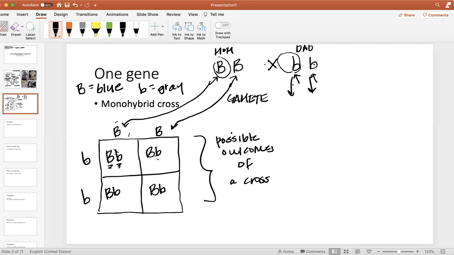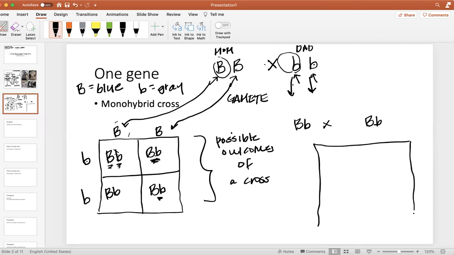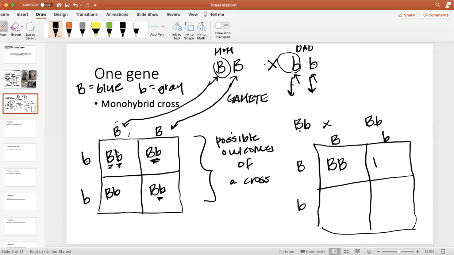Now, what if we took two of these individuals? I mean, we shouldn't, they would be siblings, but let's just say that we did. What if we took a Weim that had this genetic makeup and we crossed it with another Weim that had this genetic makeup? All right, let's draw a Punnett square. All right, so let's say this is mom. Mom can make an egg that either has a big B in it, or she can make an egg that has a little b in it. Dad can make a sperm that either has a big B or he can make a sperm that has a little b. And if we perform this set of crosses, we have a different universe of possibilities.